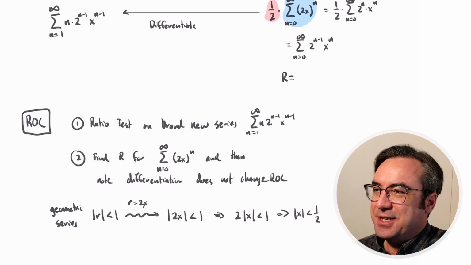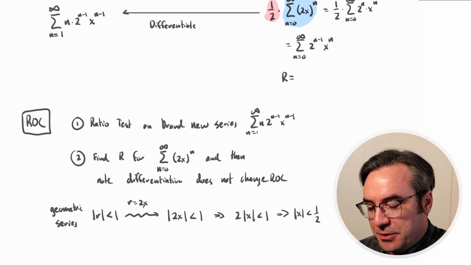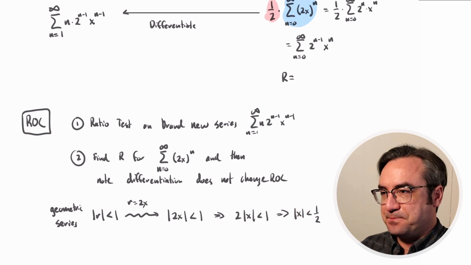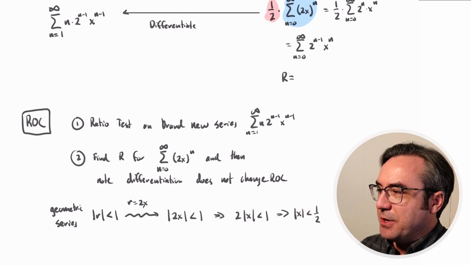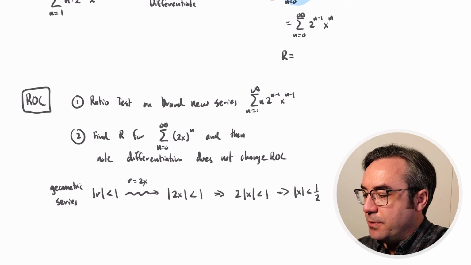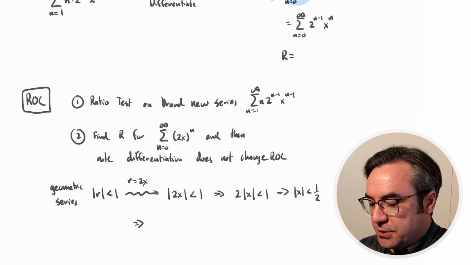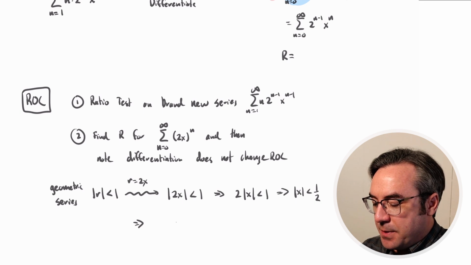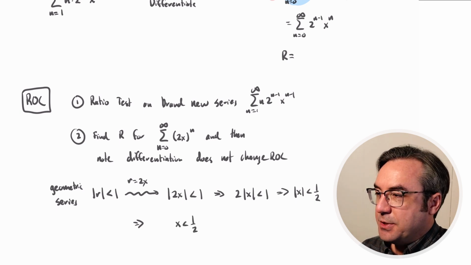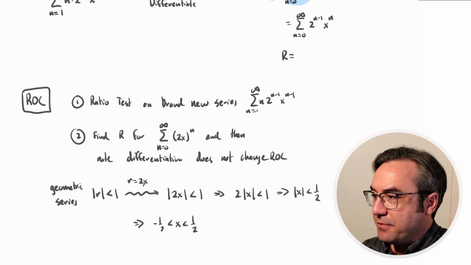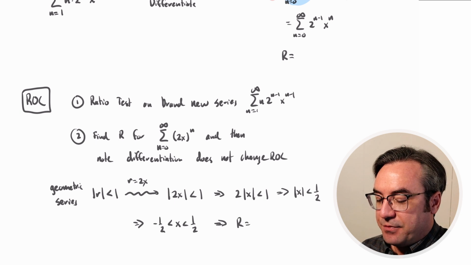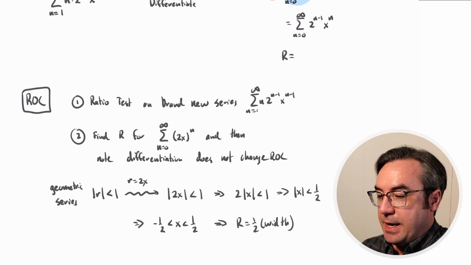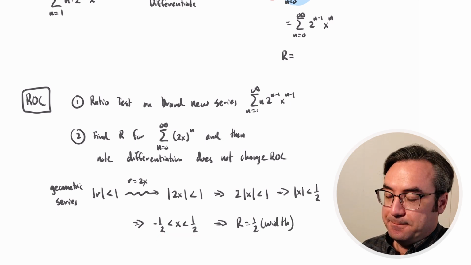But let's just double check that. You can't have any constants here. You've got to be careful with any constant multiples. So it's still probably a good idea to just go through and get the interval. If we write that as a double inequality, we end up with x between negative 1/2 and 1/2. And then our radius of convergence is half the width. And the width of this interval is 1.